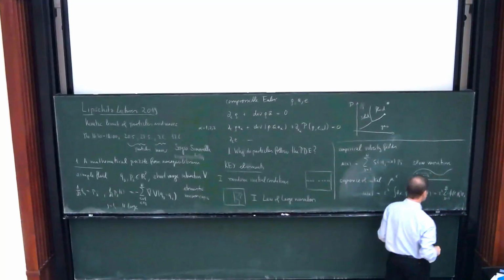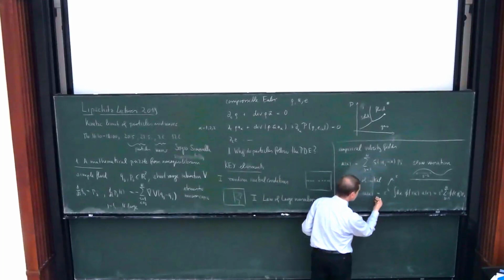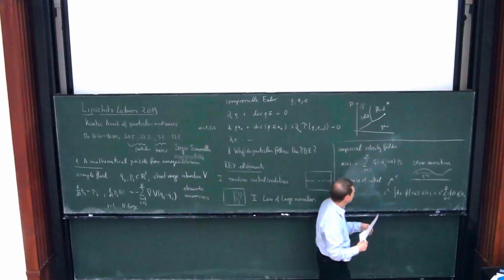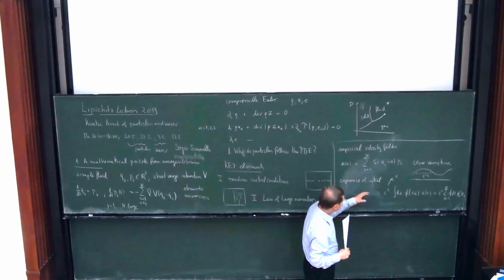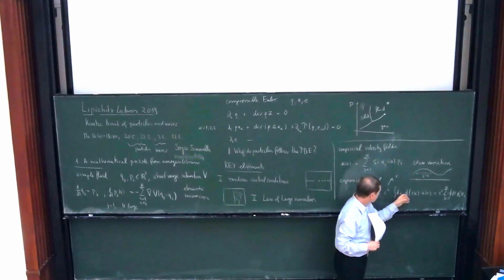So the mu epsilon. I'm sorry, this was confusing. So I have this microscopic random velocity field, and now I put a sequence of measures in such a way that I have this law of variation. And then the quantity which I want to look at is this particular quantity.